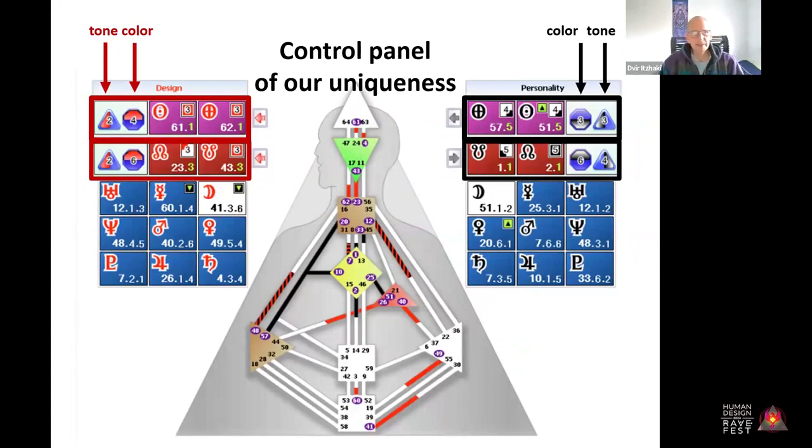Yeah, we see in this control panel is the same, but it's more elaborate, and we can see the tone and the color on the sides of the gates. Yeah. So that's where we are looking. We are looking at the tone and color, and we are looking in particular at the tone to start with, starting with the tone.